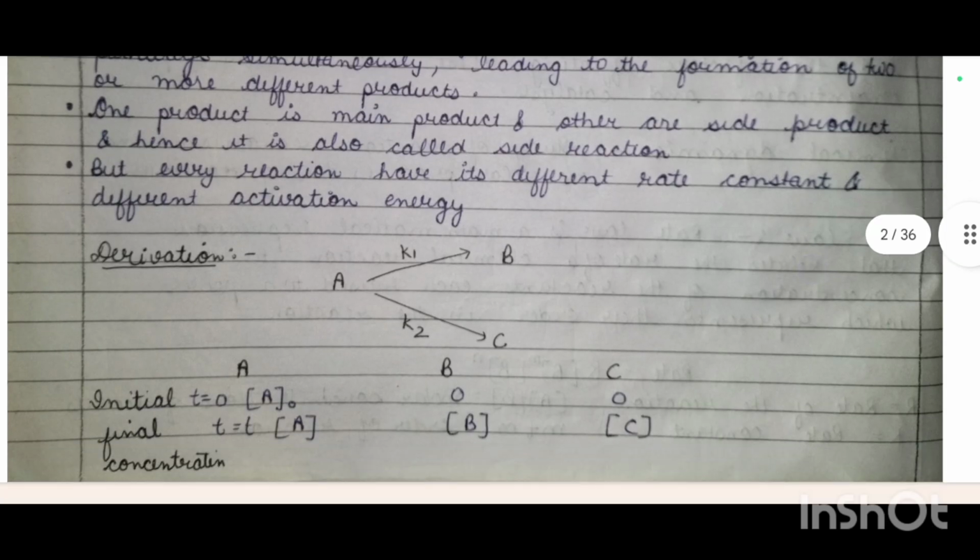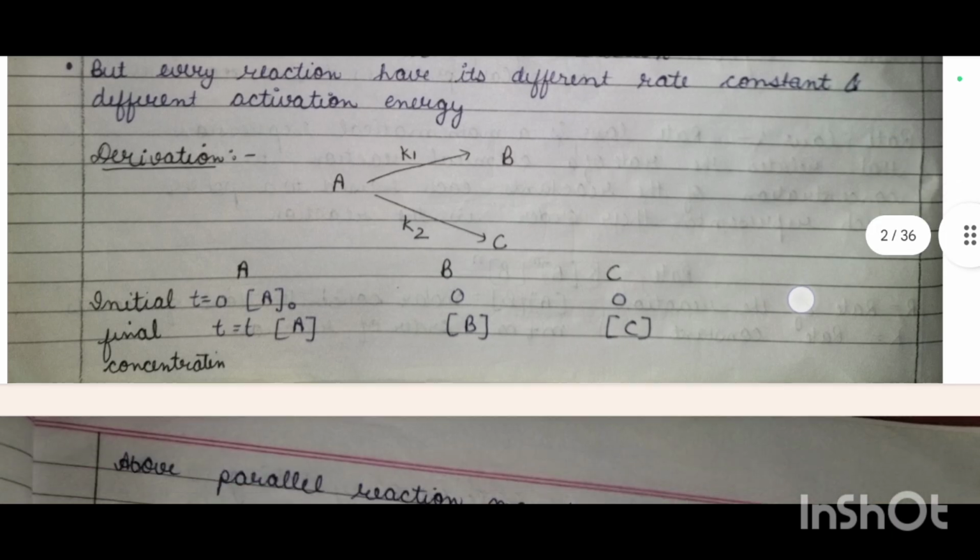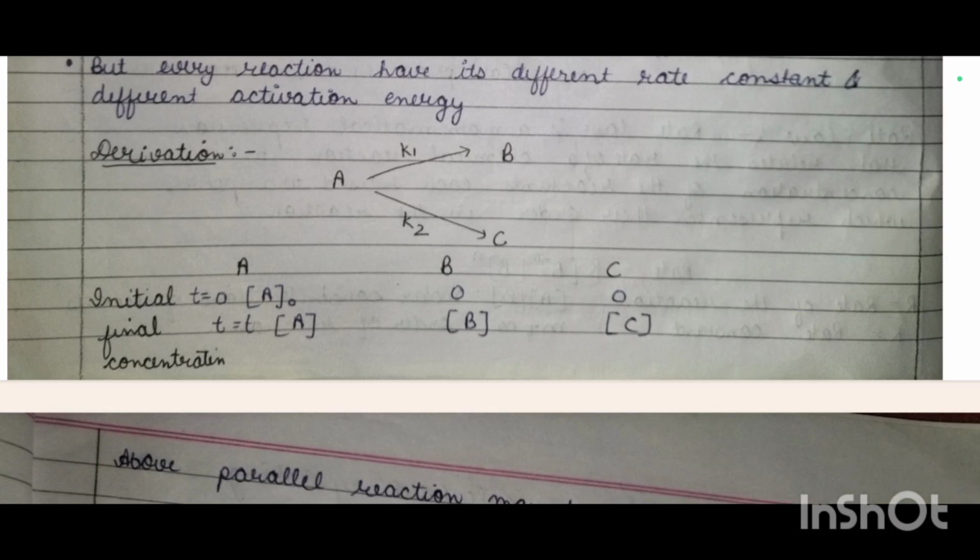Firstly, A changes into B having rate constant k1, and A changes into C having rate constant k2. A, B, C. Initially, when time t is equal to 0, the initial concentration is A naught, and B and C both have concentration 0. At the final stage, A has concentration [A], B has concentration [B] and C has concentration [C].